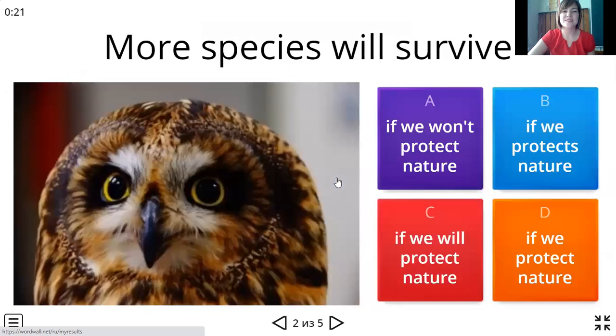Next sentence. Most species will survive if we won't protect nature, if we protect nature, if we will protect nature, if we protect nature. So we've got the result. That means that we are looking for the condition used in present simple, and we'll choose D as we've got subject in plural form.